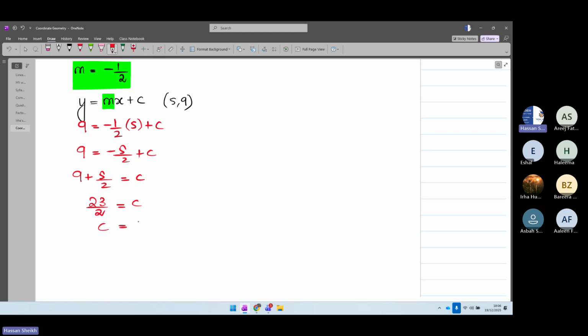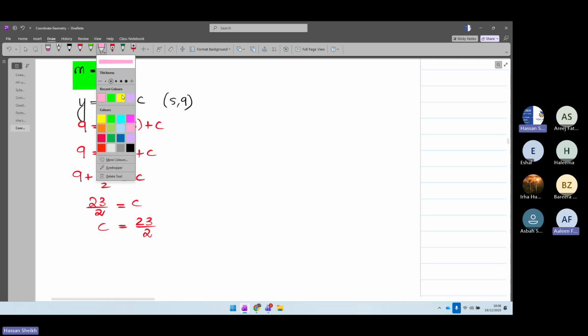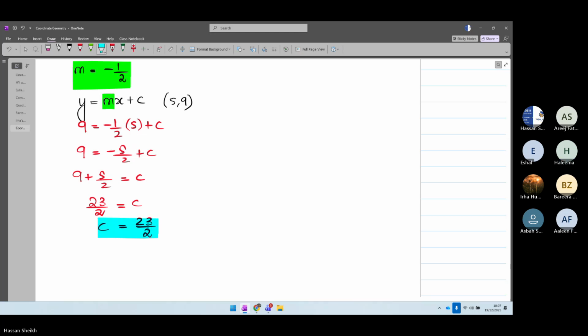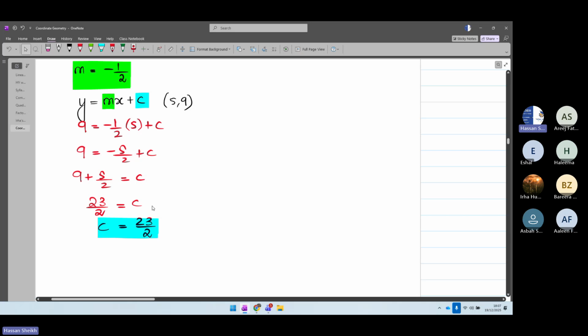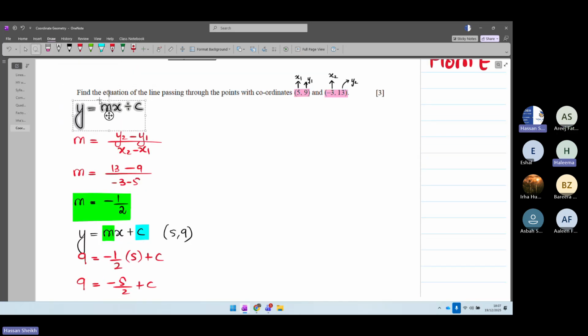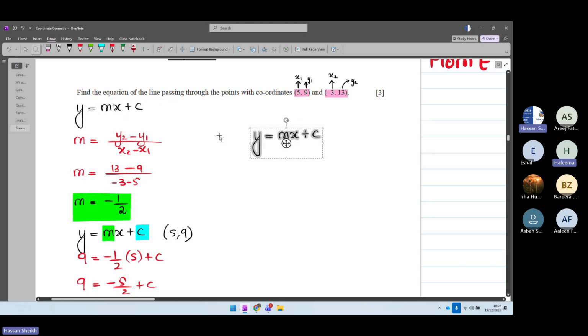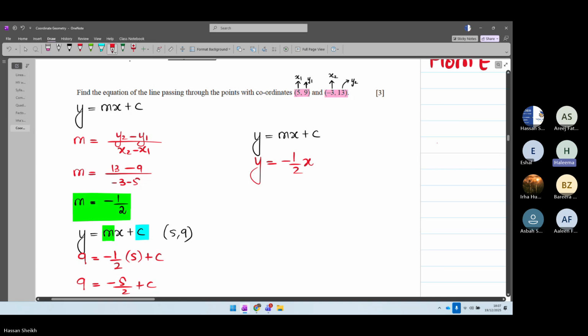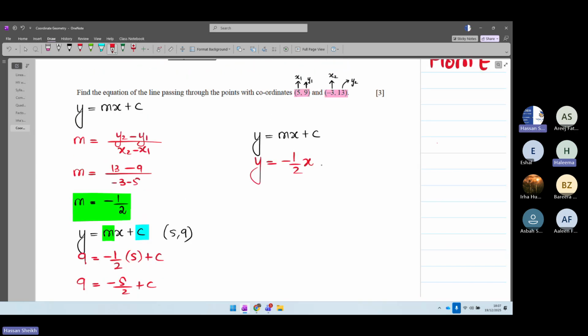You can use your calculator, you'll get 23 over 2. Now, do we have c as well? Yes. So, are we done finding c? Yes. So, once you are done finding m and c, just substitute in the equation. So, y equals mx plus c. What's your m? -1/2. Let's see.